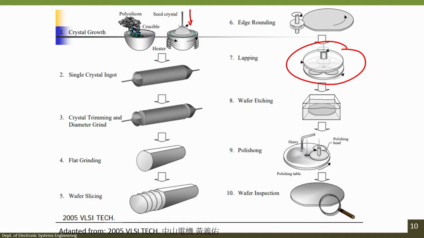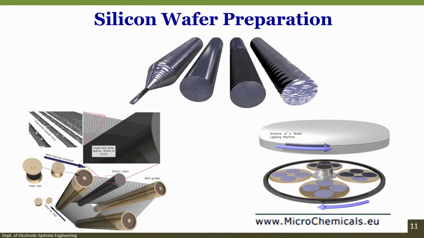If you just repeat, the crystal growth is given as: once you melt the polysilicon in the crucible, next is to create an ingot, next is to trim the sides of the ingot, then you do flat grinding followed by wafer slicing, followed by edge rounding, lapping, etching, polishing and wafer inspection.